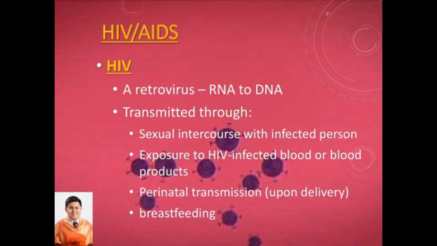HIV is transmitted through the following. Number 1, sexual intercourse with an infected person. Second, exposure to HIV-infected blood and other blood products. Number 3, it can also be transmitted through perinatal transmission upon delivery. And lastly, through breastfeeding.